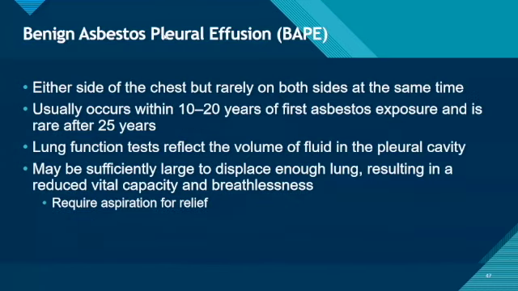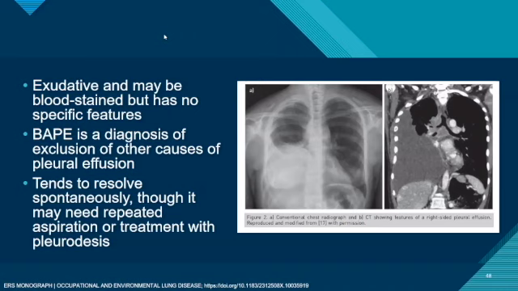The next disease entity is benign asbestos pleural effusion, which can occur on either side of the chest, but is very rare for it to occur bilaterally. It usually occurs after 10 to 20 years of the first asbestos exposure and is rare after 25 years of previous exposure. Lung function tests reflect the volume of fluid in the pleural cavity, which may sometimes be large enough to displace lung, causing breathlessness, in which case those patients will require therapeutic pleurocentesis. It's generally exudative and blood-stained, but otherwise has no real specific features. It's normally a diagnosis of exclusion, and it tends to resolve spontaneously, but may need repeated aspiration.